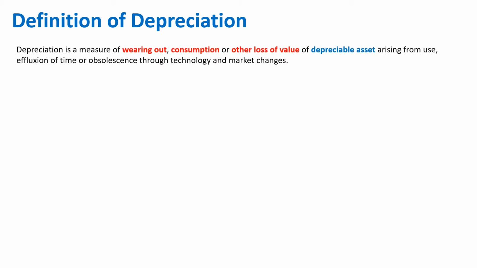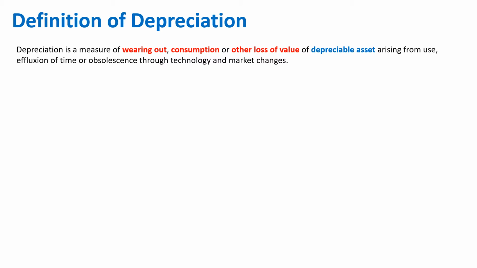Depreciation is a measure of wearing out, consumption, or other loss of value of a depreciable asset arising from use, efflux of time, or obsolescence through technology and market change. So it is very clear in the definition that depreciation is a way to quantify the wearing out, consumption and other loss of value. Whatever loss of value in a particular asset, that has to be quantified, and that has to be charged to your profit and loss account, correct?